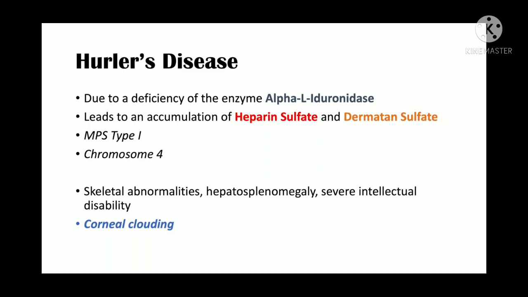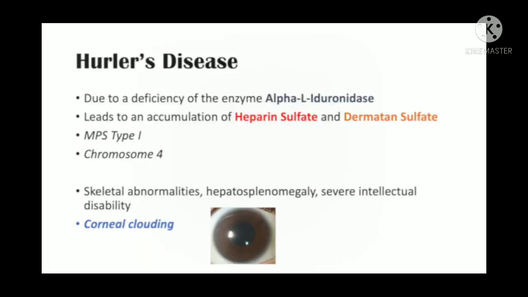Hurler's disease is due to a deficiency of the enzyme alpha-L-iduronidase, and this condition leads to the accumulation of heparan sulfate and dermatan sulfate, just like Hunter's disease. Because of the same accumulation, it is also a mucopolysaccharidosis, but this is mucopolysaccharidosis type 1, whereas Hunter's disease is type 2. Hurler's disease is caused by a mutation on chromosome 4, and this condition leads to skeletal abnormalities, hepatosplenomegaly, and severe intellectual disability, and it also leads to corneal clouding.